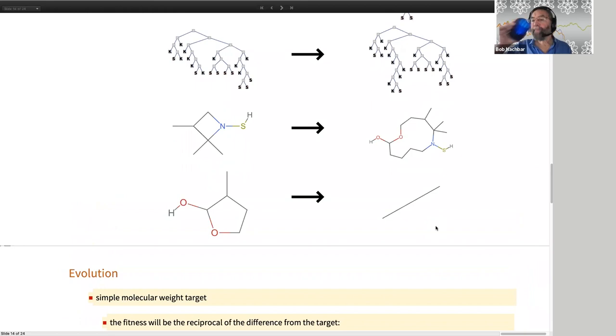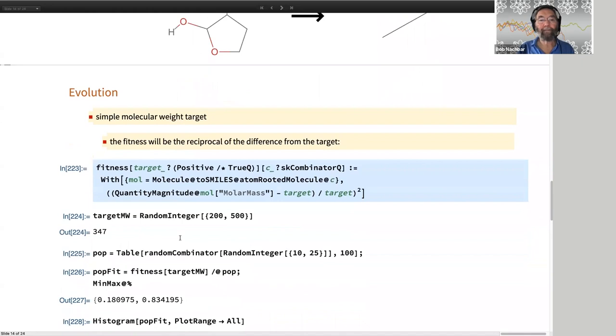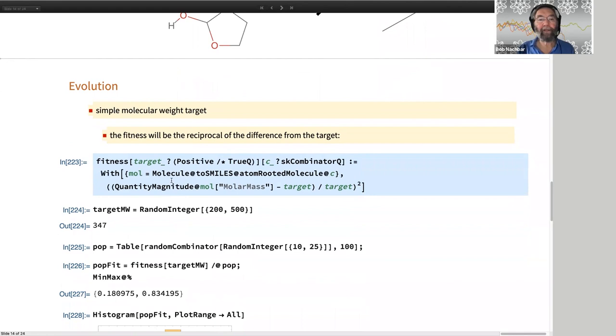Okay, so now we've got the basic pieces to do molecular evolution with genetic programming. Let's see if we can make a molecule of a given molecular weight. That's going to be our fitness. The further away the molecular weight of the molecule is, the bigger the penalty. So this is our fitness function using a molecular weight target. Let's randomly generate a molecular weight, 327, and we'll generate a population of random molecules, and we can calculate the fitness on those.